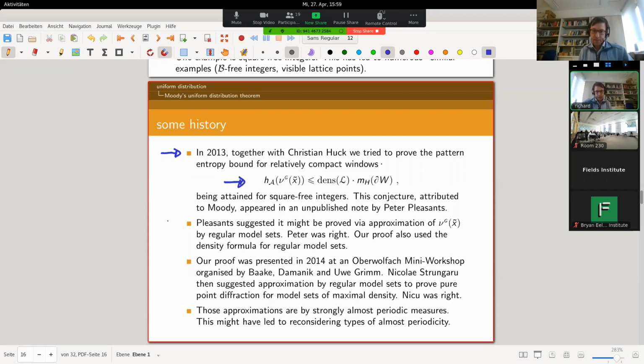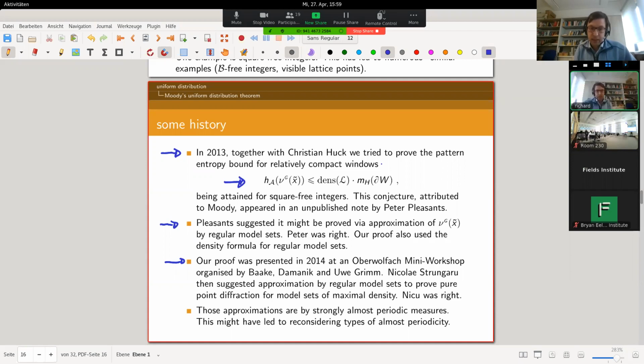In this manuscript, Peter suggested that this might be proved by approximation by regular model sets. And Peter was right, and we proved it, and our proof also used the density formula for regular model sets, of course, at some stage. Then our proof was presented in 2014 at an Oberwolfach mini workshop organized by Baake, Damanik, and Uwe Grimm.